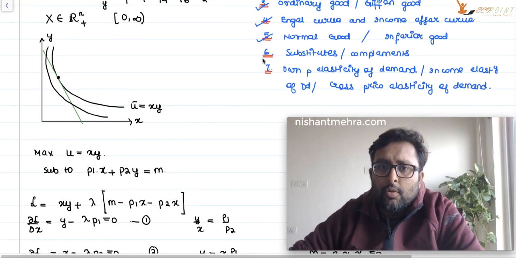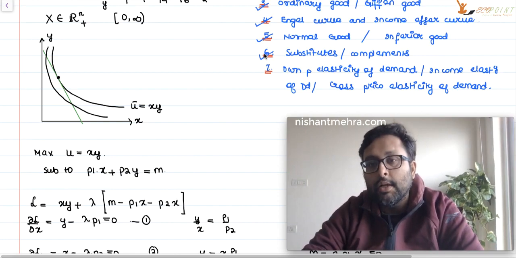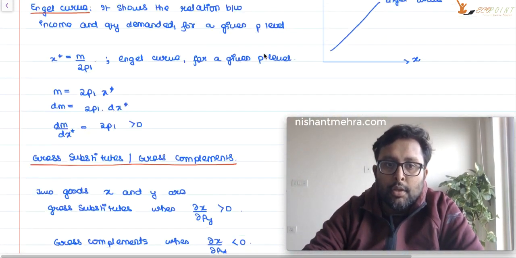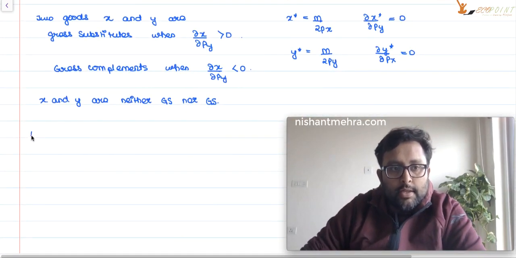We have talked about substitutes and complements, and then you have own price elasticity of demand, income elasticity of demand, and cross price elasticity of demand. Well, how do you write the own price elasticity of demand?